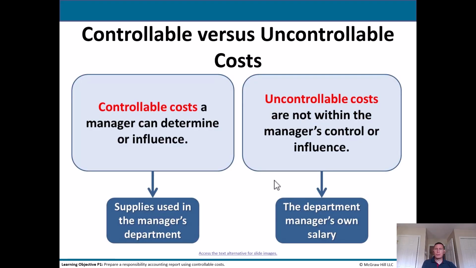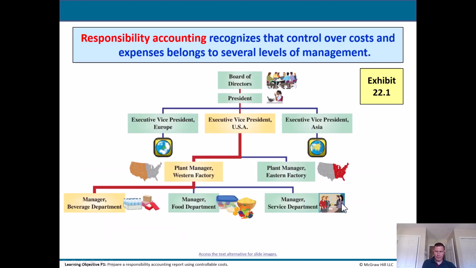All right, so controllable versus uncontrollable costs. They're kind of self-explanatory. Controllable costs are ones a manager can determine or influence. For example, supplies used in the manager's department would be a controllable cost, compared to uncontrollable costs that are not within the manager's control or influence. For example, the department manager's own salary; obviously they don't set their own salary.